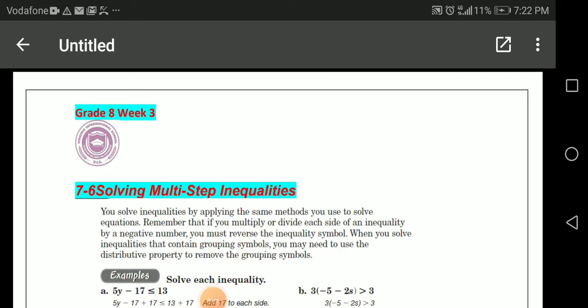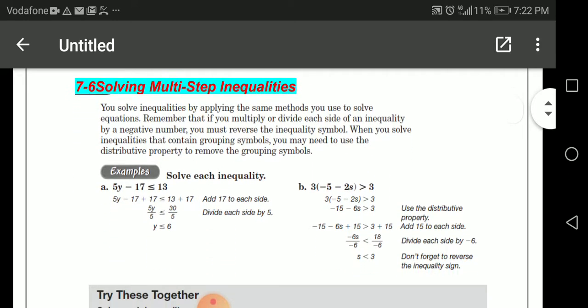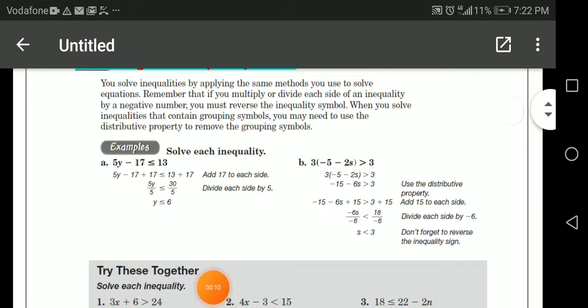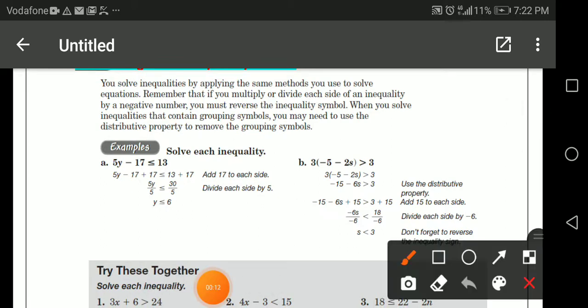I hope you're fine. Today we're going to have a new lesson. It's about solving multi-step inequalities, so let's start. Remember, my dear students, the inequality, we talked about this last week. When we have an inequality, we have the signs greater than, less than, less than or equal, greater than or equal.